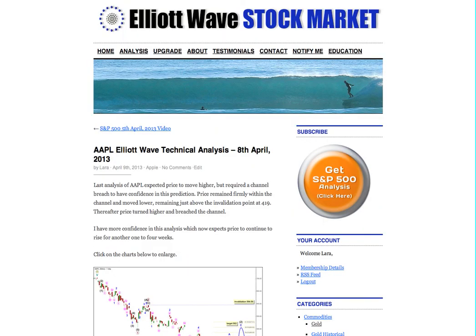Last analysis, I expected Apple to move higher. It didn't do that. It moved a little bit lower, but prices remained slightly above that invalidation point. Last analysis, I said I wanted to see a breach of that small channel on the hourly chart to have confidence in the new upwards trend. We did not get that. We got downwards movement, but after that we do now have a really clear channel breach. So in this analysis, I now have more confidence in saying we should see new highs, we should see upwards movement for Apple, probably for about 3 weeks towards that target, 502.